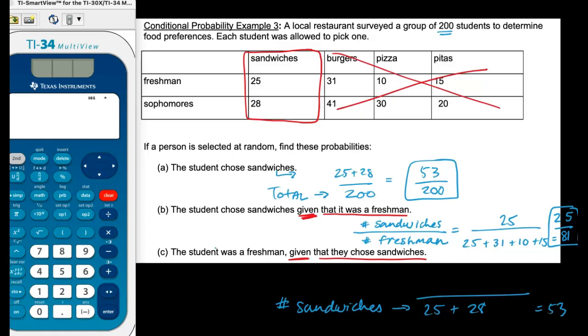And then we look at the part that comes before the given. What's the probability that the student was a freshman? So I'm looking at the number of freshmen, but just out of the sandwich group. So that's why I always look at the denominator, or what comes after the given, first. I narrow it down, and then just out of that group, I identify the number of freshmen, which is 25. So 25 is going to be the numerator. So the probability is 25 over 53 for that one. And that is already in lowest terms, so that's my final answer.